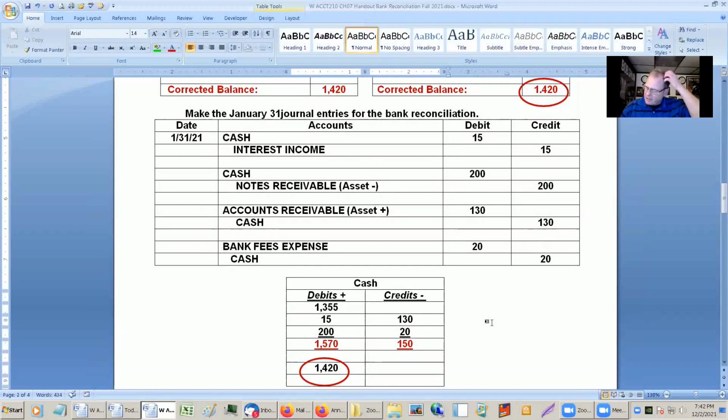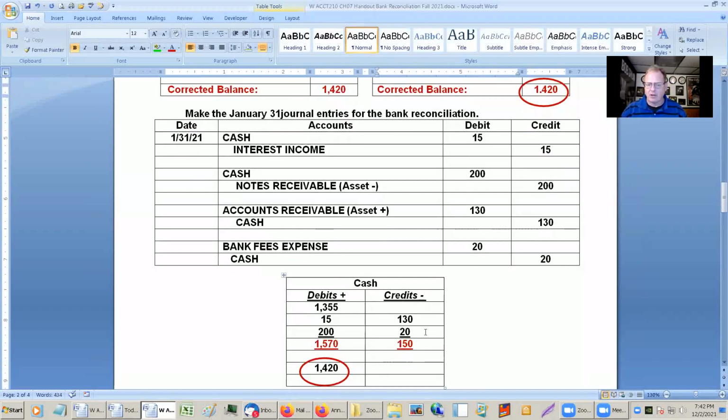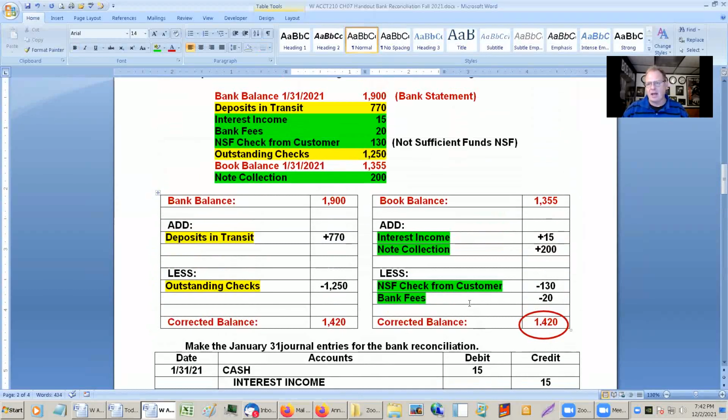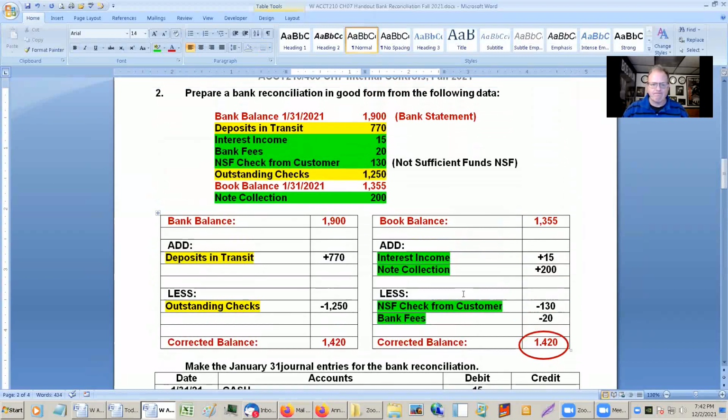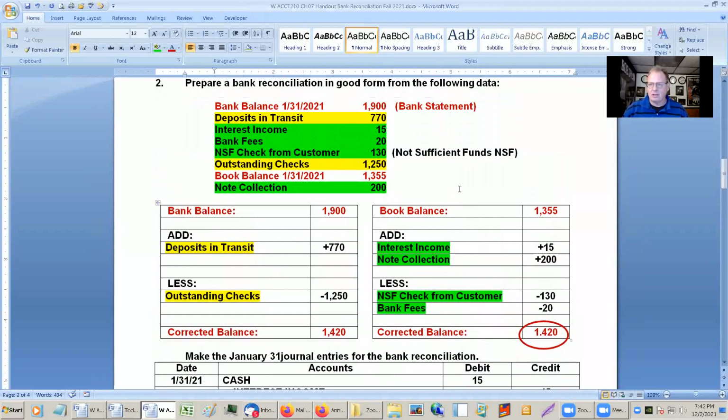Now, I'll say a couple things about a bank reconciliation, just in general. It is to find out what your correct balance is, how much cash you really have. You can also catch things like fraud with it. Suppose somebody takes one of your checks out of your checkbook, writes it for some amount, say $500, and deposits it or cashes it somewhere.